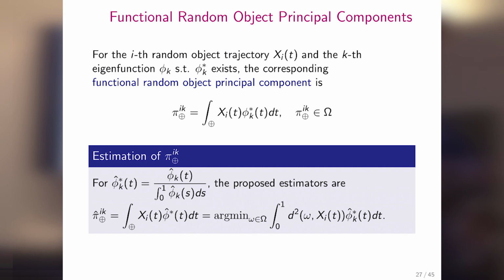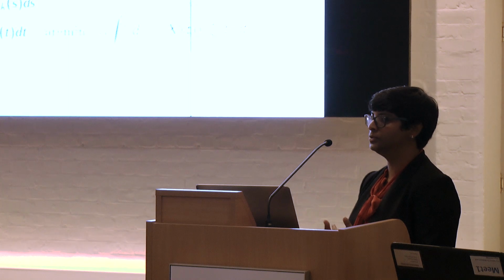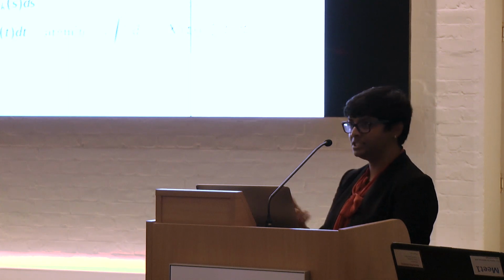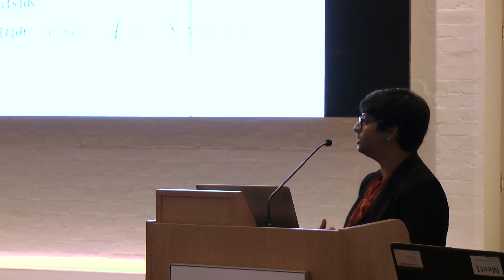So for the ith subject, if we have the Omega-valued trajectory X_i(t), then we define its projection on the eigenfunction phi_k to be the generalized projection on the scaled function phi_k star. And estimation of the Fréchet integrals is very straightforward. We just use the plug-in estimates of eigenfunctions of the estimated metric covariance operator.